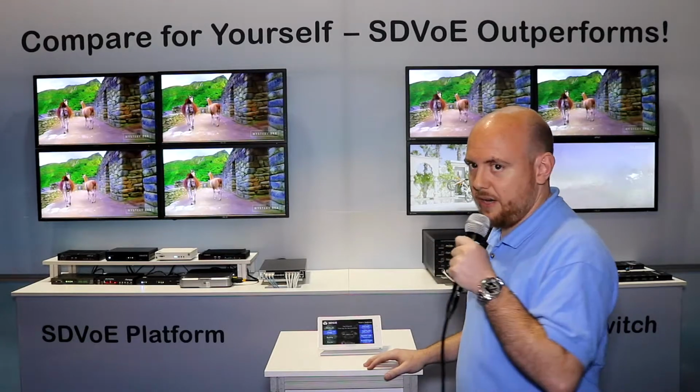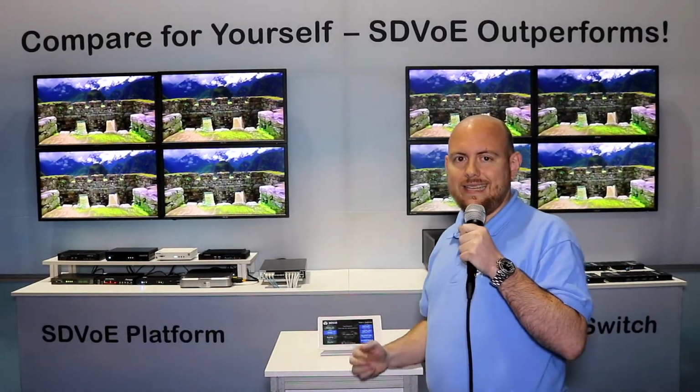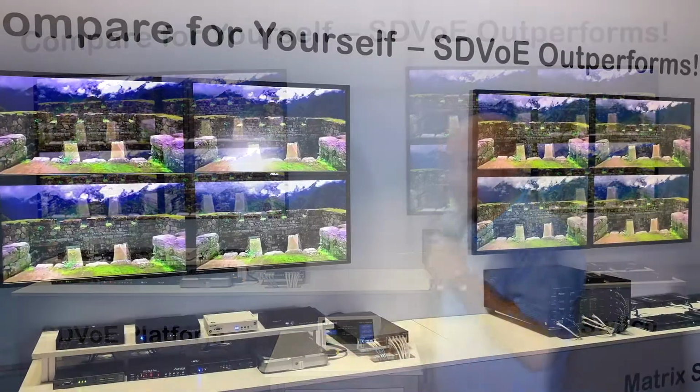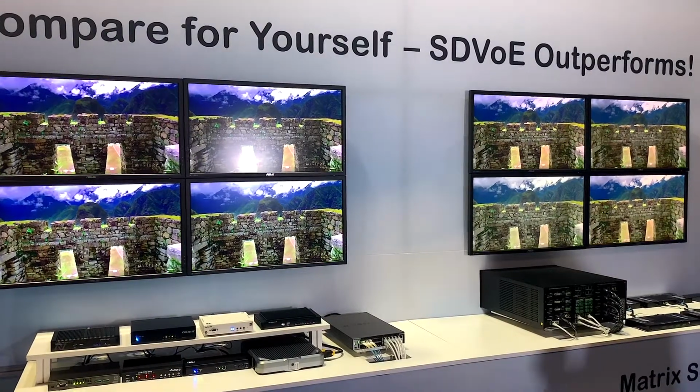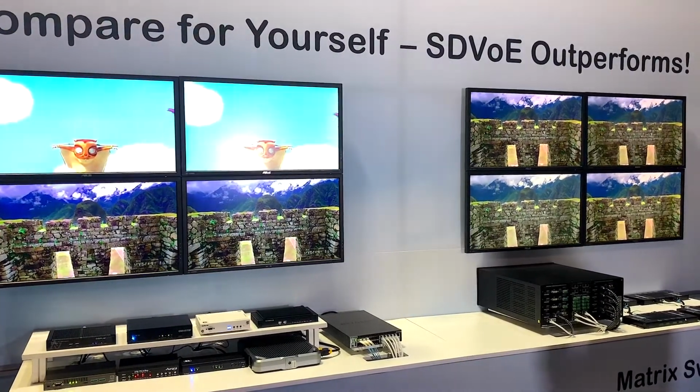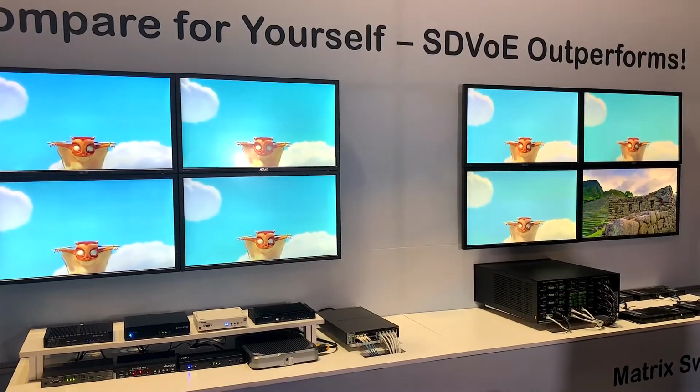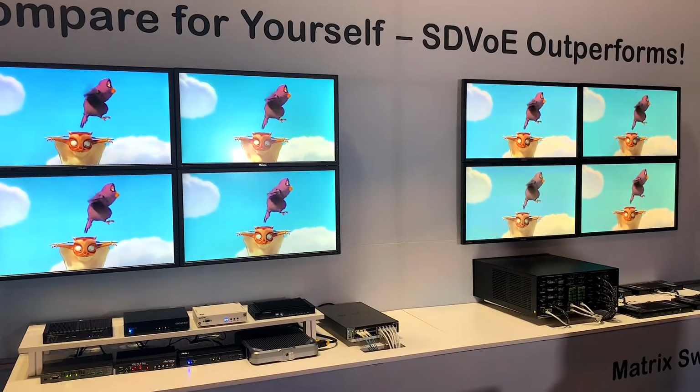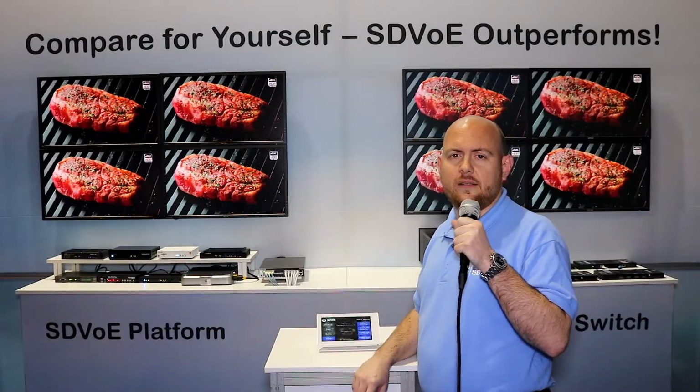Now we've picked an excellent matrix switch here. It does a very clean switch. It uses a nice freeze frame technique to make it happen, so the screen doesn't go black. And yet you still, when comparing that to the instantaneous switching of SDVoE, you see that the matrix switch is really behind.